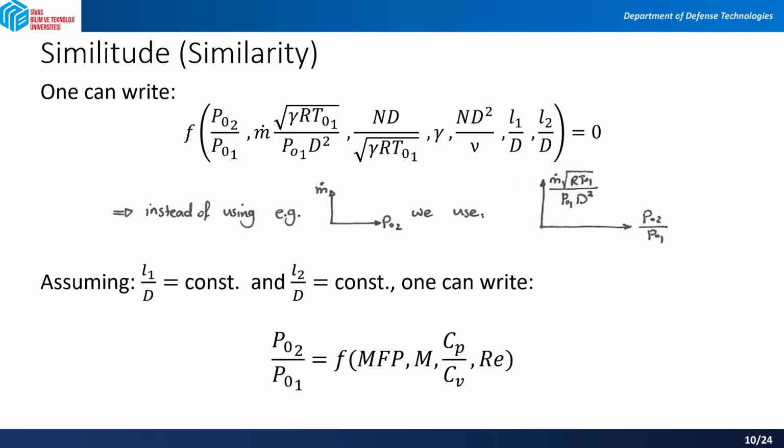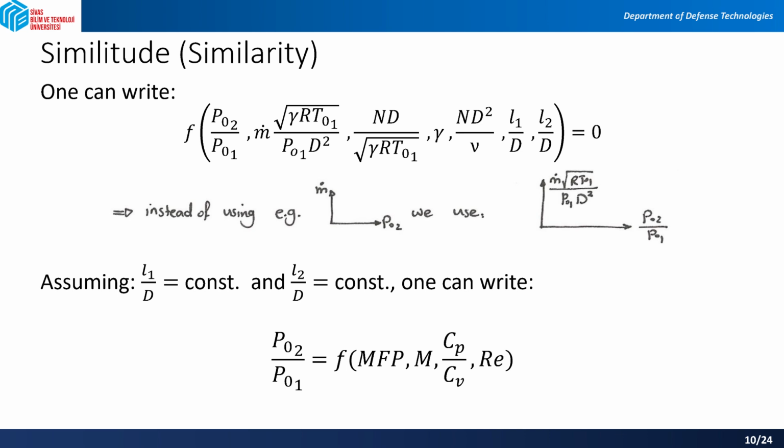Again, if you assume that your L over D, which is the length of the blade, or the chord length of the blade, is constant, then you can write this function as this. So you can take the pressure ratio out of this function, and you can write that the pressure ratio is only a function of mass flow parameter, right? This one is mass flow parameter.